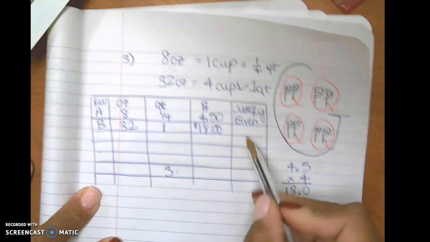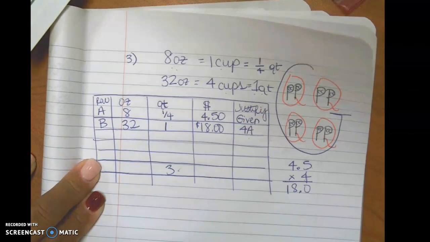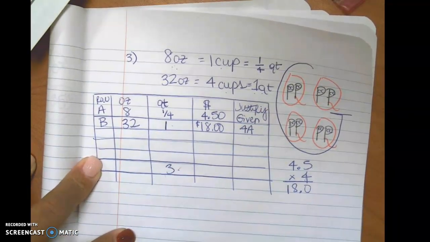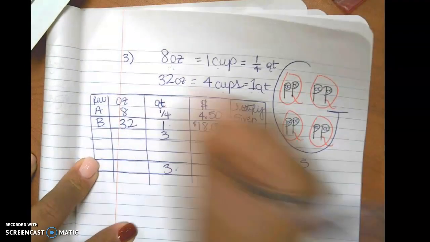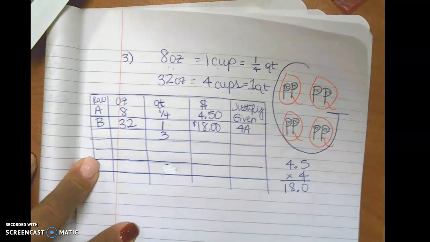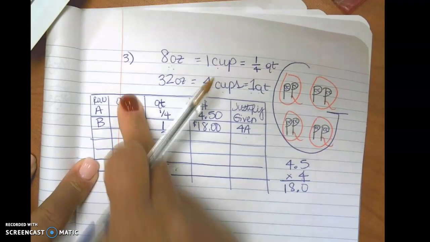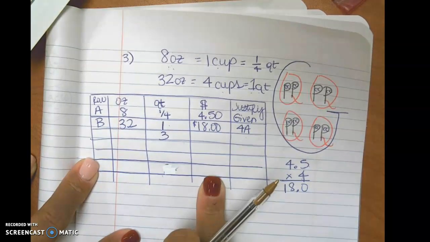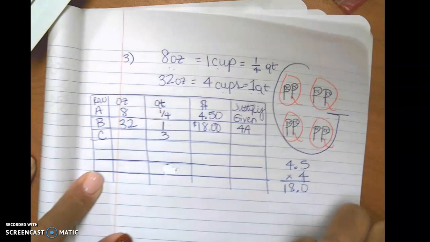for 32 ounces. And what did I do to row A? I multiplied it by 4. But how do I get from 1 quart to 3 quarts? Times 3. I don't even need all this room. Go to 3 quarts. So whatever I do to this column, I have to do to the ounces and the dollars. So 32 times 3.